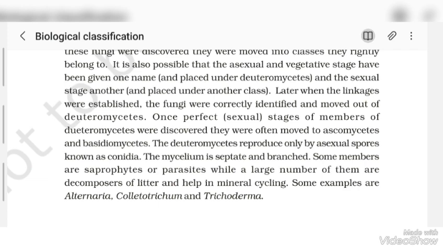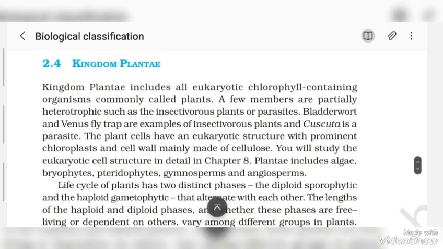The Deuteromycetes reproduce only by asexual spores known as conidia. The mycelium is septate and branched. Some members are saprophytes or parasites, while a large number of them are decomposers of litter and help in mineral cycling. Some examples are Alternaria, Colletotrichum, and Trichoderma.